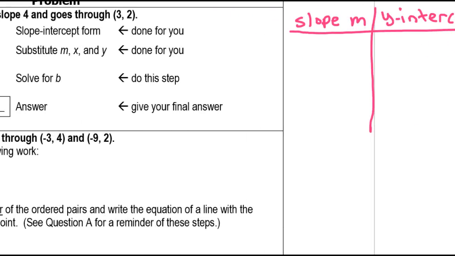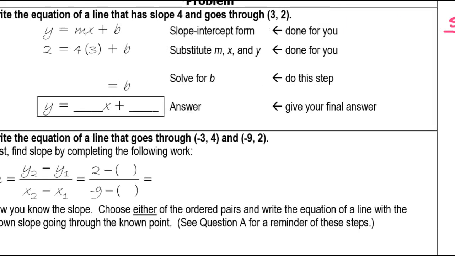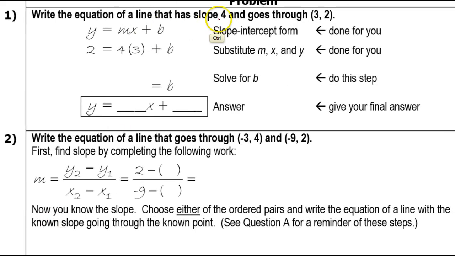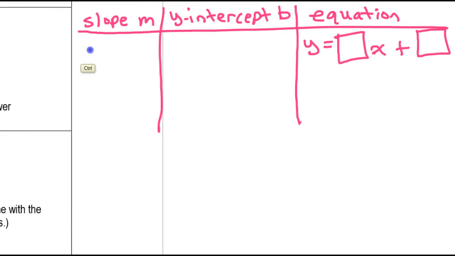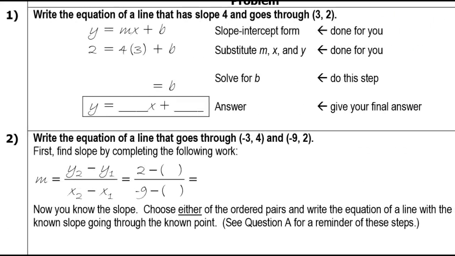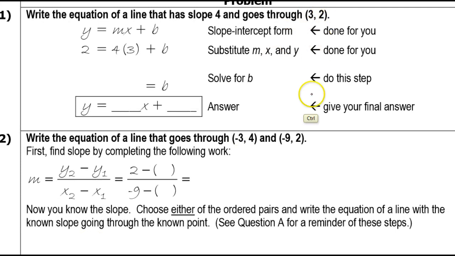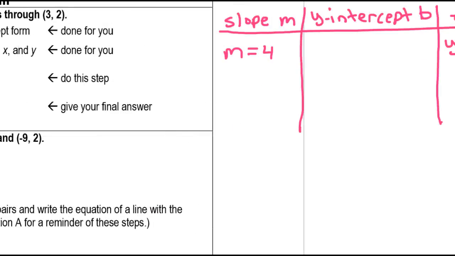So, looking back at the information, the problem says write the equation of a line that has slope 4. So in this case, they just gave us the slope. So right away I know that m is 4. So now I need to find the y-intercept. They did not give me the y-intercept. Instead, they gave me the point (3, 2). So here's what you do.